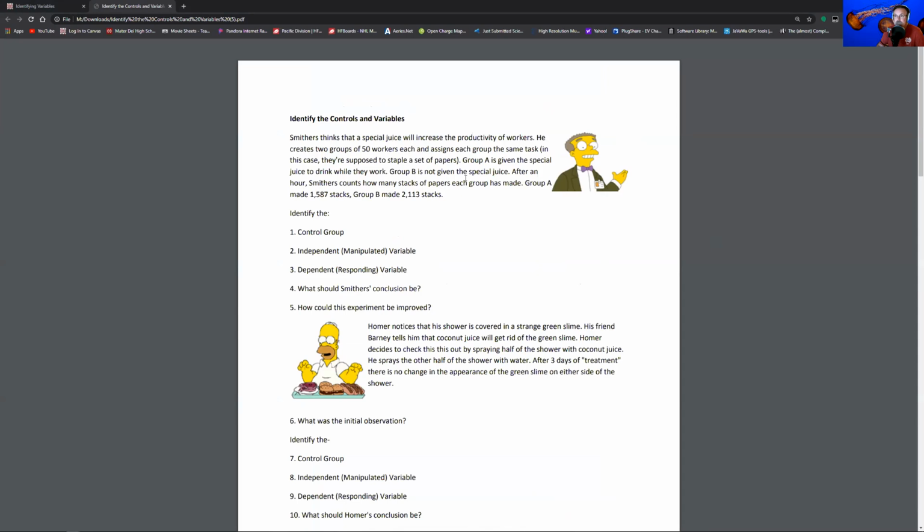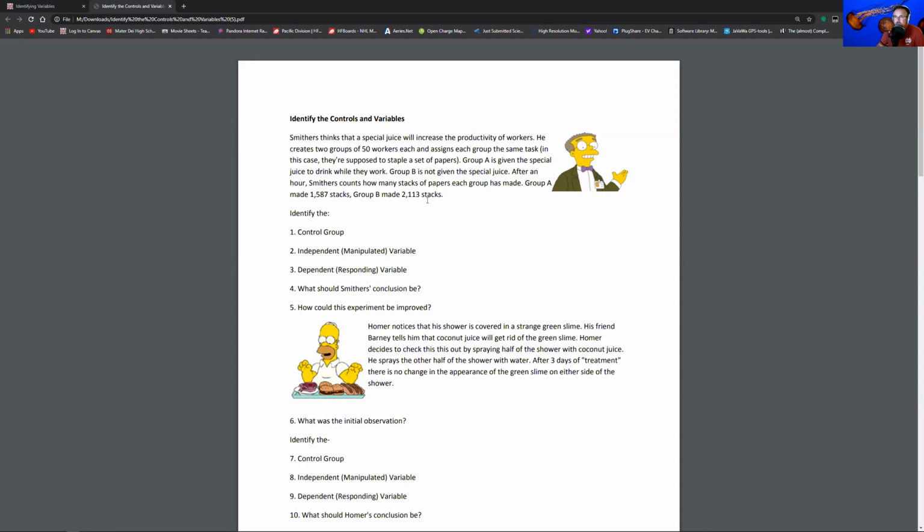Group A is given the special juice to drink while they work. Group B isn't given the juice at all. They're just juice free. After an hour, Smithers counts how many stacks of paper each group has made. So how many have they stapled? Group A made 1,587 stacks. Group B made 2,113 stacks. Group B ended up making a few more.